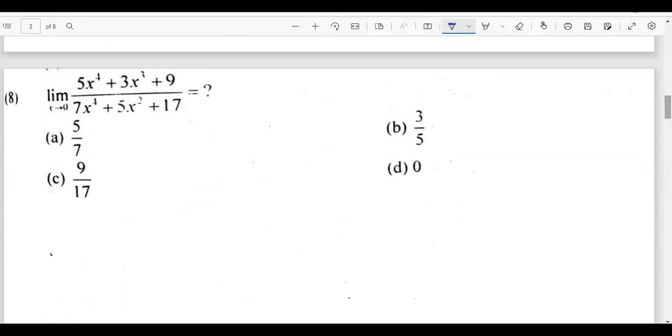Let's talk about the eighth question now. Please try doing it initially, and then if you guys are not able to do it, then I can do it. Very well done. Excellent. It would be C because it's very obvious. When we plug in 0, it would become 0, 0, 0, and 0. So it would be 9 by 17.